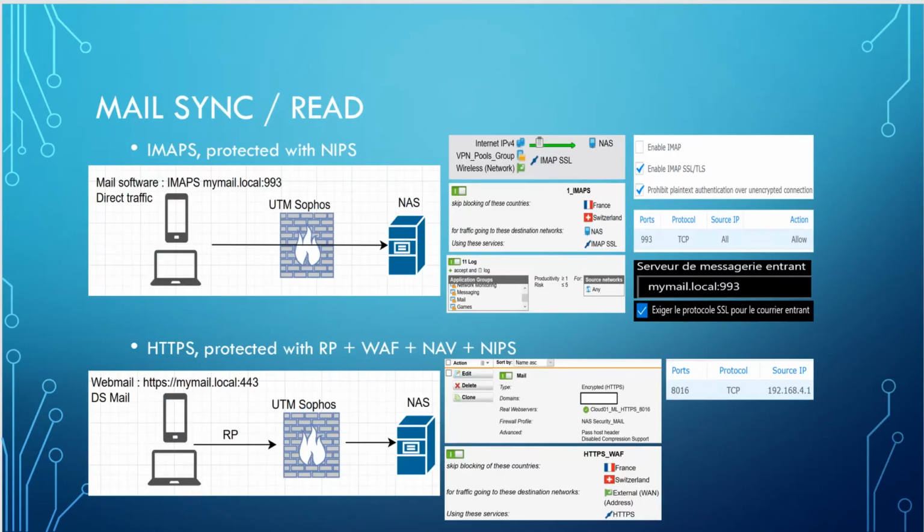Now for the mail sync and mail read feature. What you're going to see here is the topology, the Sophos rules, the Synology rules, the Synology configuration, and my mail client configuration. As you can see here, with IMAP-S and the integrated mail client on my devices, it's going to be a direct connection from my devices to my Sophos, to my NAS.